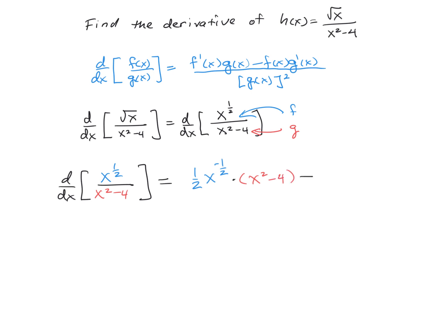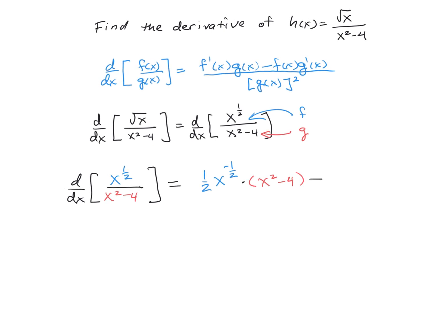Quotient rule always has subtraction. Again, we're going to have our top function, which is f, which is x to the 1/2 power. And again, that is times the derivative of our denominator, which is just 2x. This whole thing is once again divided by our denominator squared. So that's going to be x squared minus 4 quantity squared.